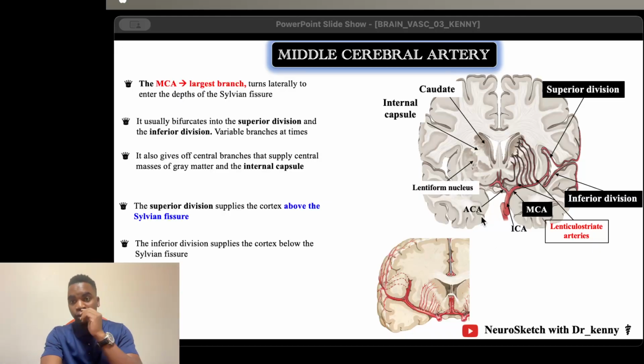So this is to say that the middle cerebral artery also will supply these deep structures within the basal ganglia system, the deep structures within the brain. And it also gives the branches to supply the lateral surface, by the superior division and the inferior division of the middle cerebral artery.